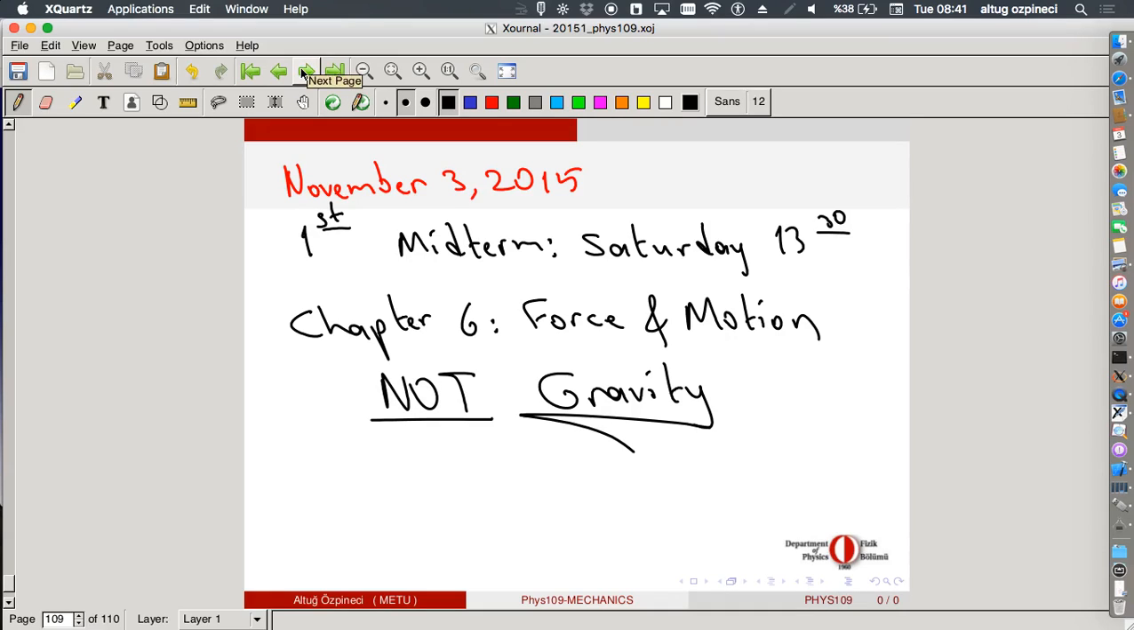Now we have been discussing this force and motion also. Last week we discussed Newton's laws. We had seen three of the Newton's laws. The first one was mainly defining the inertial reference frame, and then we had the second Newton's law, which tells us that the acceleration is proportional to the force and inversely proportional to the mass. And the third one, we had this action-reaction pair. So if A is exerting a force on B, then B is also exerting a force on A, and they always have equal magnitude and opposite direction.